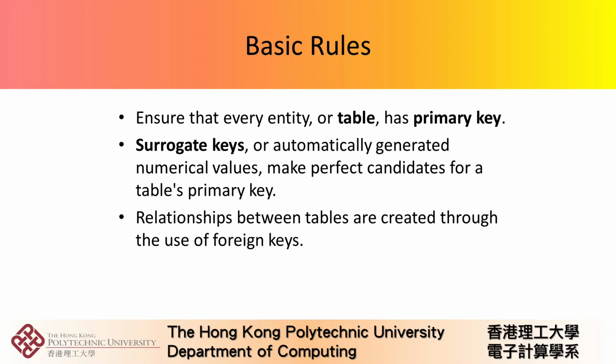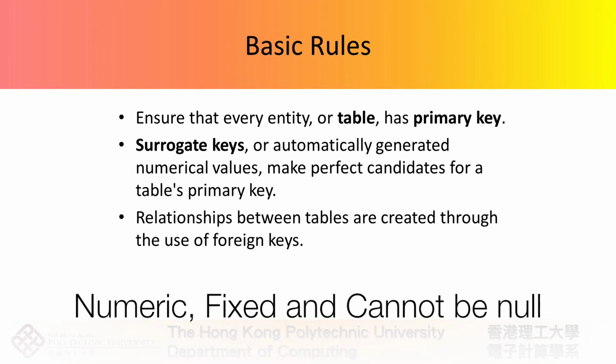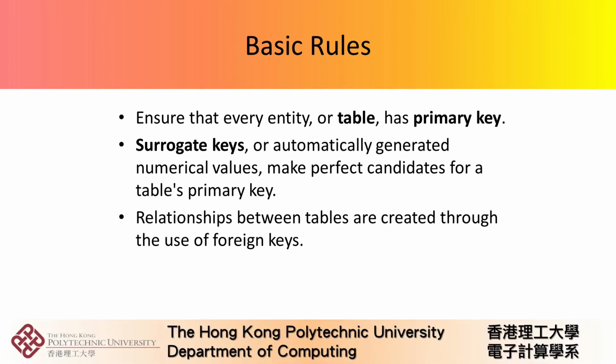Ideally, the primary key is short, numeric, does not change, and can never be null. Therefore, surrogate keys or automatically generated numerical values make perfect candidates for a table's primary key.